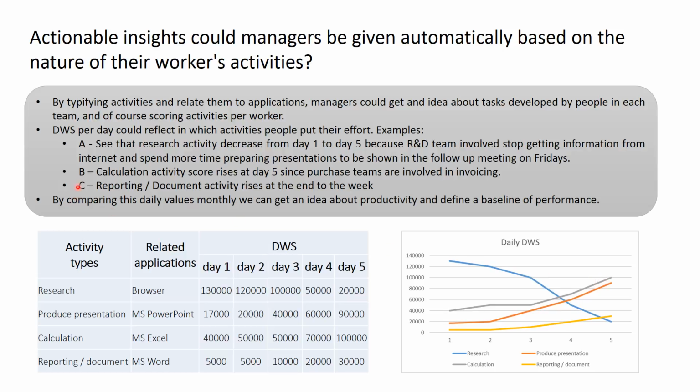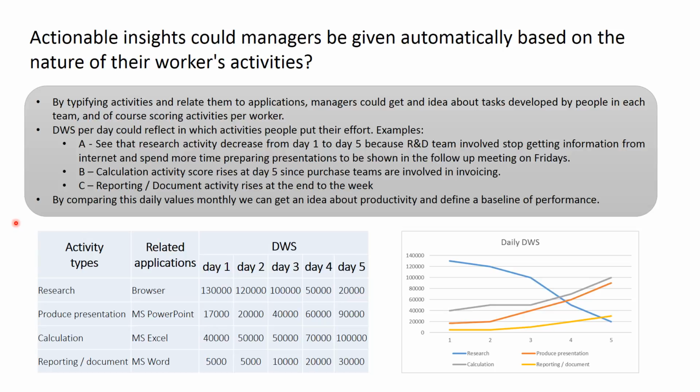Let's see another example: the calculation activities score rises at day 5 since purchase teams are involved in invoicing. It's something that we can see in this curve. And example C is reporting and document activity, which rises at the end of the week. We can see how this reporting document rises at the end of the week, probably because you have to report project management advance.